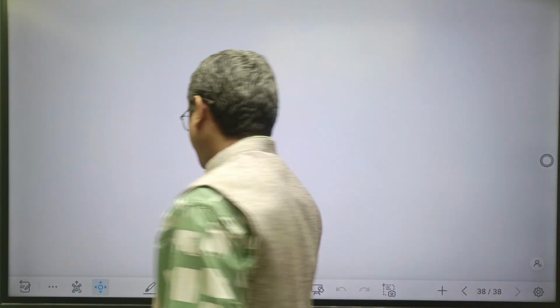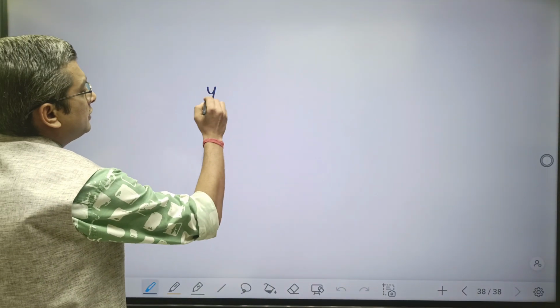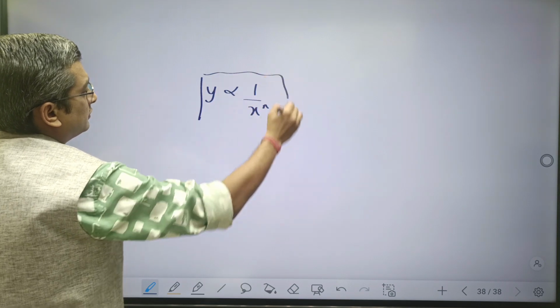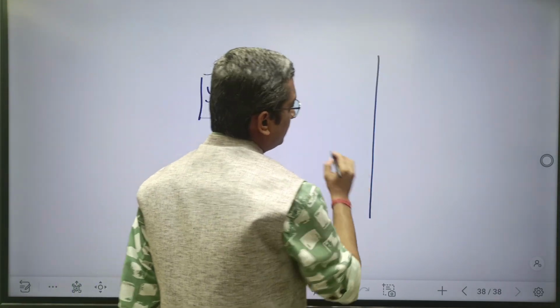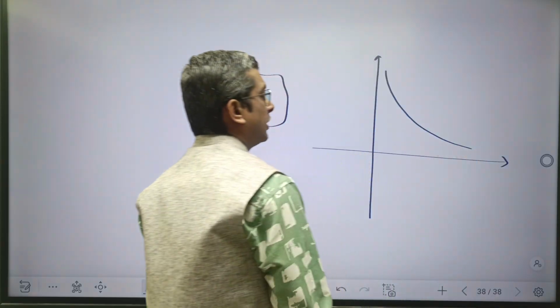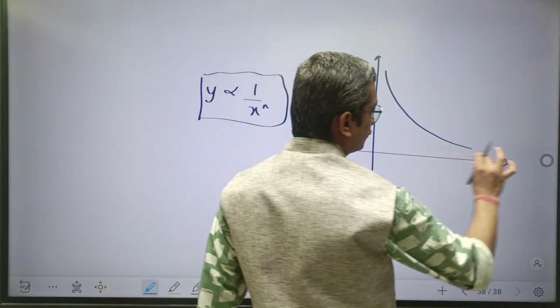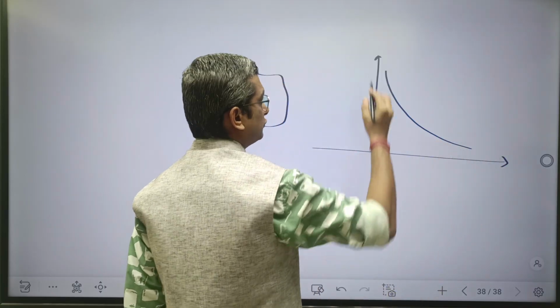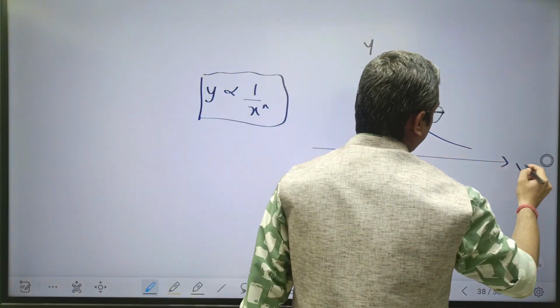Now the third is the hyperbola. Whenever there is an inverse relation, that is 1 by x to the power n, then this will be represented by a hyperbola, and the graph would be like this one. Are you getting it? When x approaches infinity, y approaches 0. When y approaches infinity, x approaches 0. So this is y and this is x.